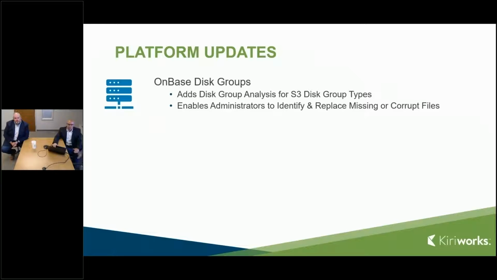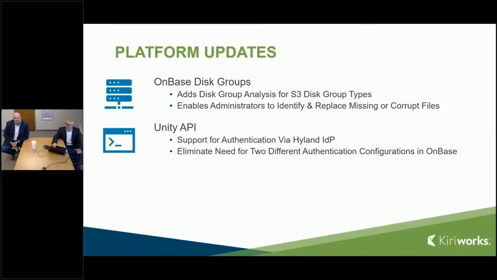OnBase disk groups, you can store in S3, if you haven't heard, whether that's Amazon S3 or some of the other implementations of it. But if you do that, there was no way up until now to do disk group analysis. Because S3 disk groups are only one copy, unlike the multiple copies that you see in traditional network file shares, it's hard to tell if a file is missing. What this will do is basically look for a file with a name and a size and validate that it still exists. If it was deleted outside of OnBase, the report will tell you about that. So that's a nice thing.